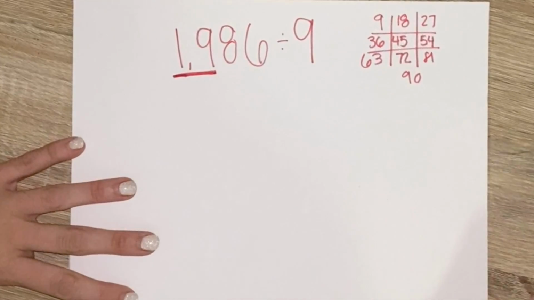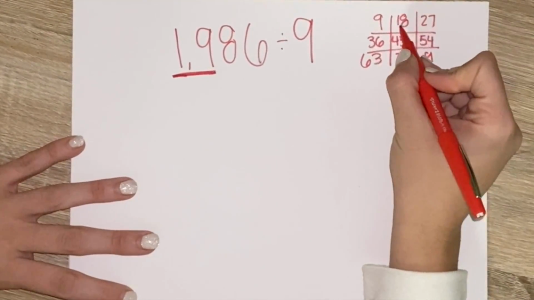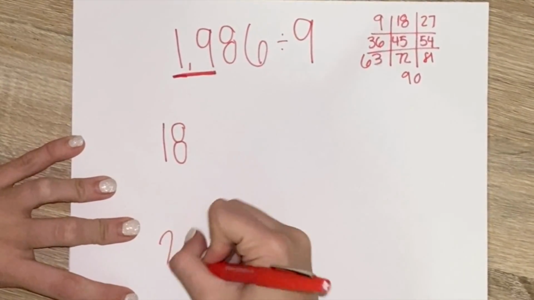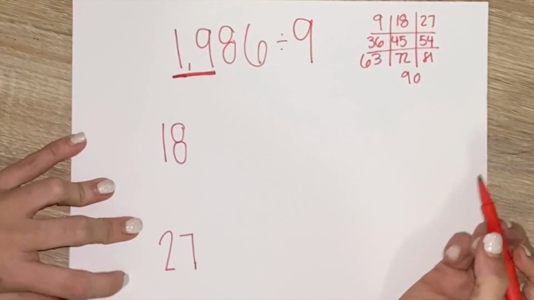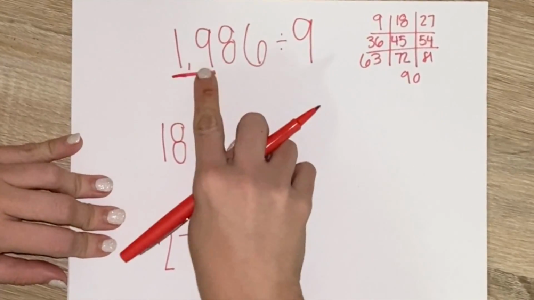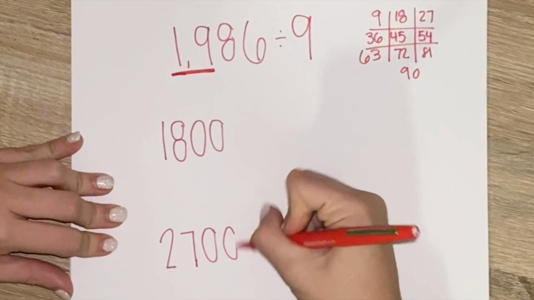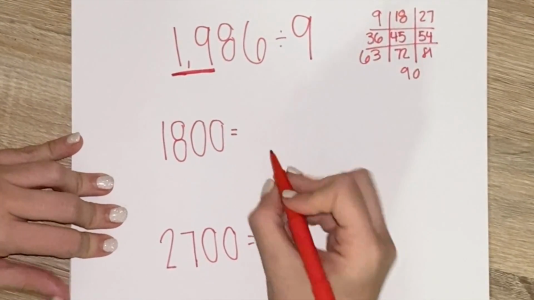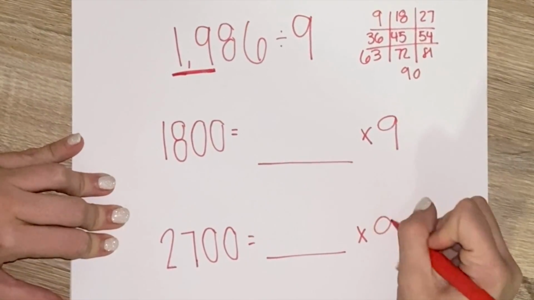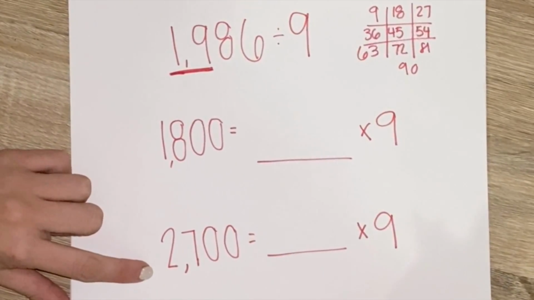All right, so now I'm going to look at what 2 products 19 is in between. So 19 is in between 18 and 27, right? And now I'm going to add 2 zeros to the end of both of them because this 19 has 2 digits after it. And now I can think to myself, what times 9 is equal to 1,800? And what times 9 is equal to 2,700?